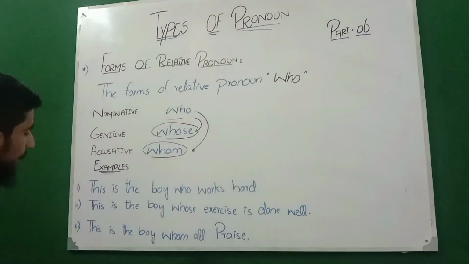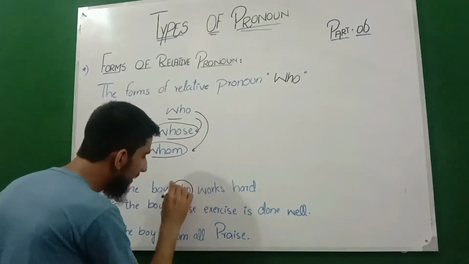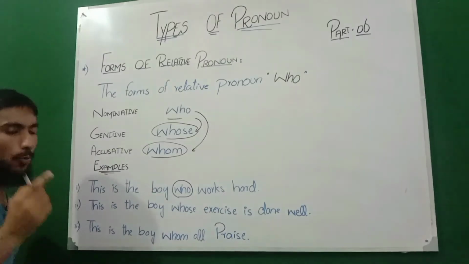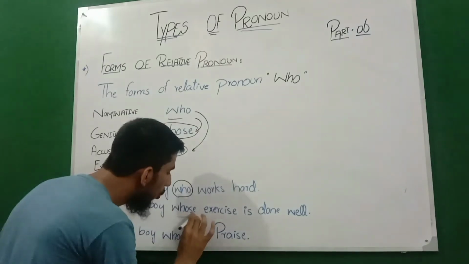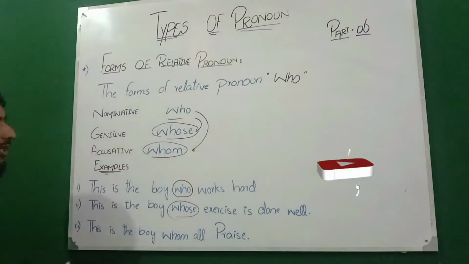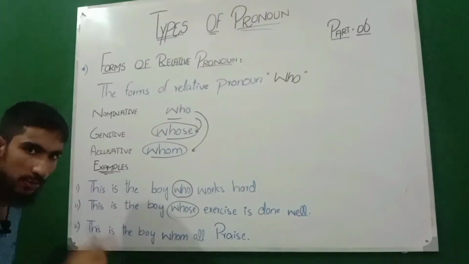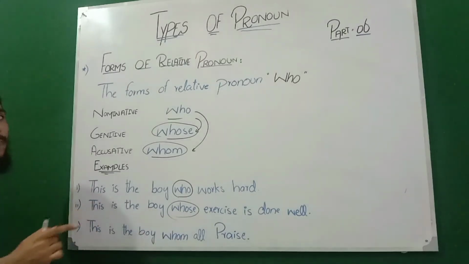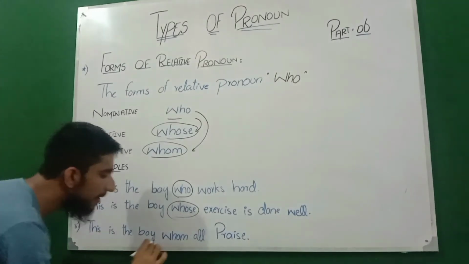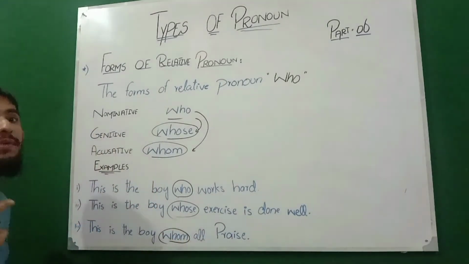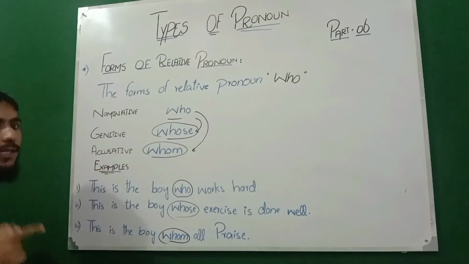Now look at the examples. This is the boy who works hard. Here who is in the nominative case, or subjective case. Look at the second example. This is the boy whose exercise is done well. Here whose is a relative pronoun, and in this sentence it shows possession. That's why it is in the genitive case or possessive case. Look at the last example. This is the boy whom all praise. So whom is also a relative pronoun, but here it is in the accusative case or objective case.